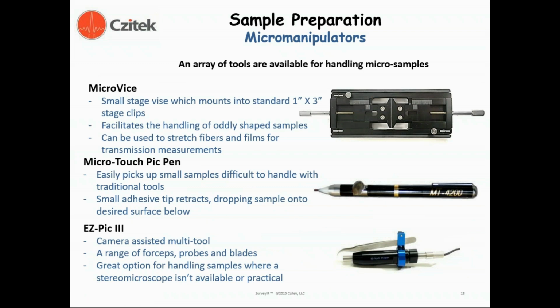So there are other miscellaneous tools that one could invest in to help simplify analysis. One is a microvise, and a microvise is useful for oddly shaped samples that you want to hold in a particular orientation. It allows you to grip the samples, and it interfaces into the standard 1x3-inch stage clip. The MicroTouch pen allows you to pick up small samples. It has a very small adhesive tip, and when this tip retracts, the sample drops onto the desired surface.